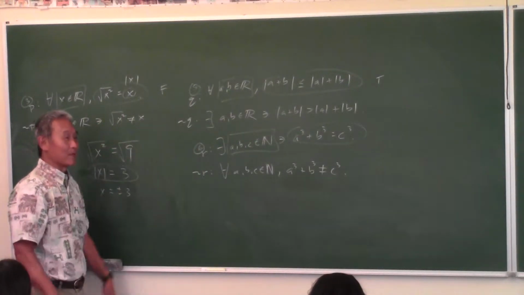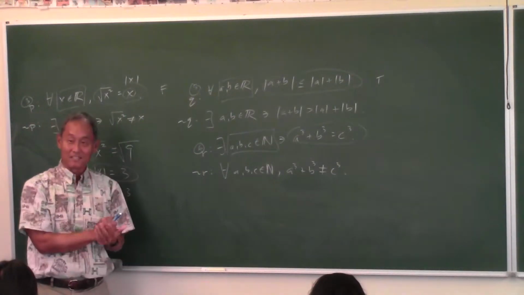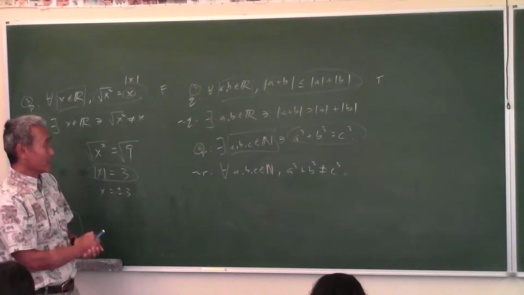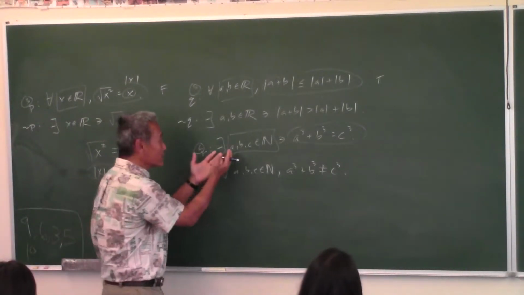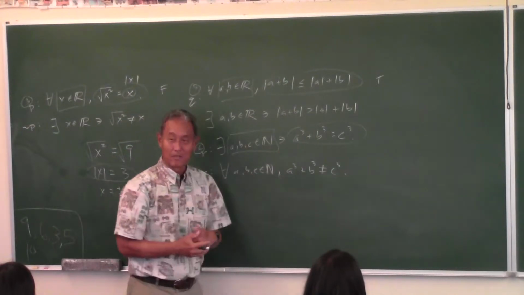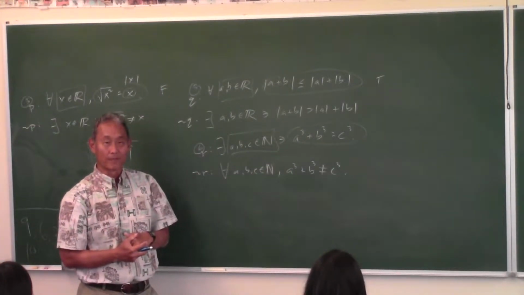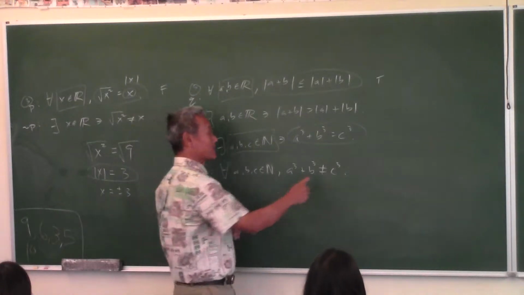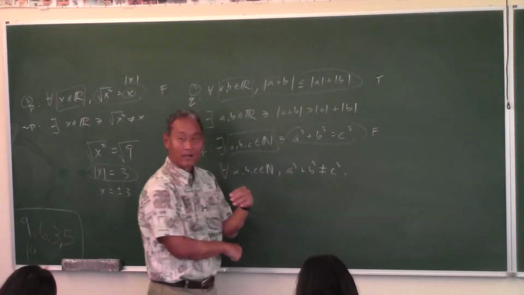Is the original statement true or false? 50-50 chance. Can you find at least one triplet of numbers A, B, and C, which are natural numbers, so that A cubed plus B cubed equals C cubed? No. Why? The answer is false, but somebody tell me why. Come on, impress me.